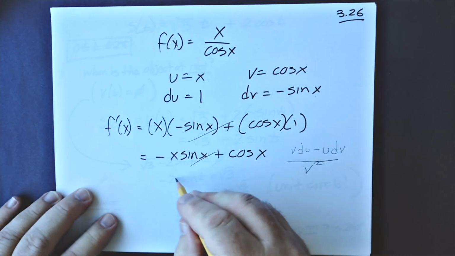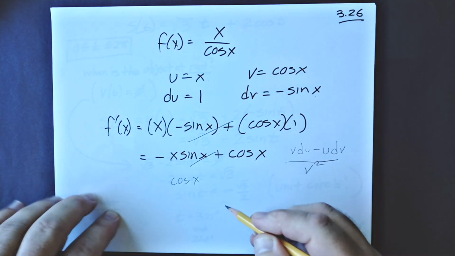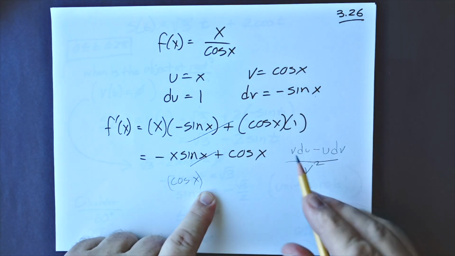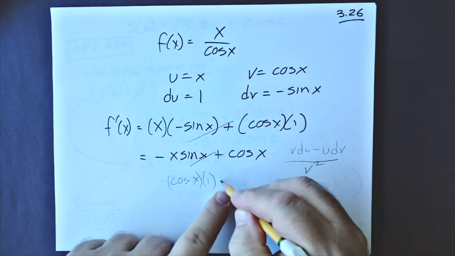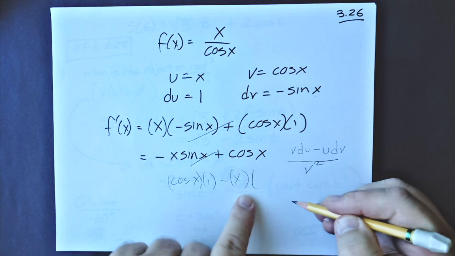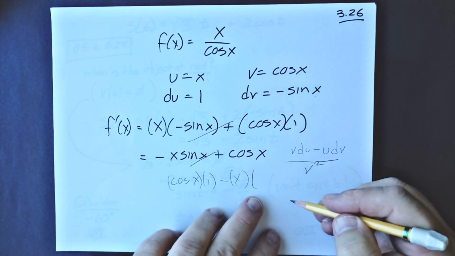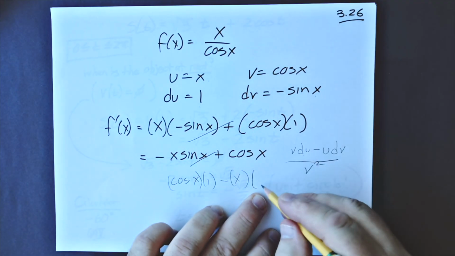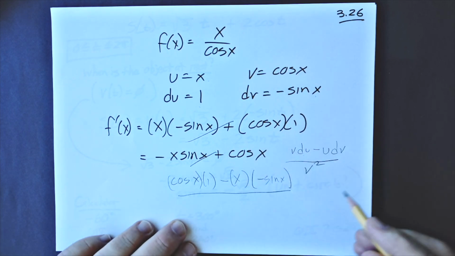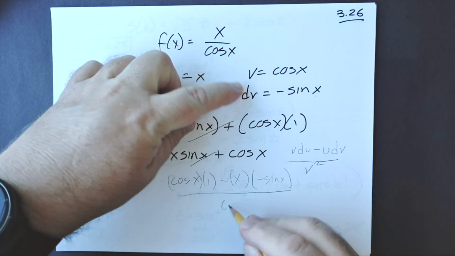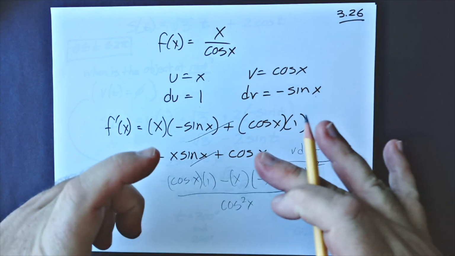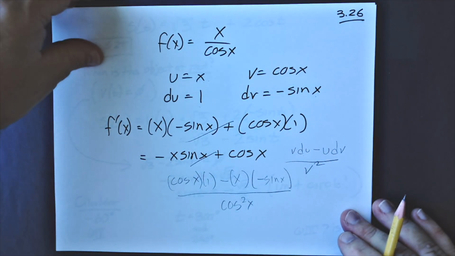So the v is cosine, sorry, this is in pencil, cosine x, that's the v part. The du part is 1, so that's not making a difference, minus u, which is x. I'm just keeping those in parentheses so you can see them separate. And the dv is negative sine of x, all over v squared, which is cosine squared x. Instead of cosine x parentheses squared, I just wrote it like that. All right.